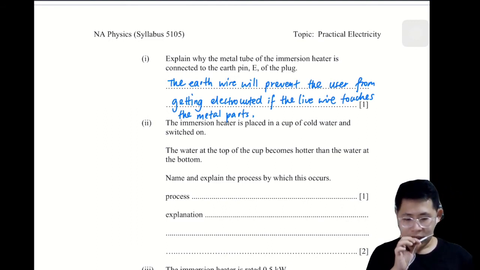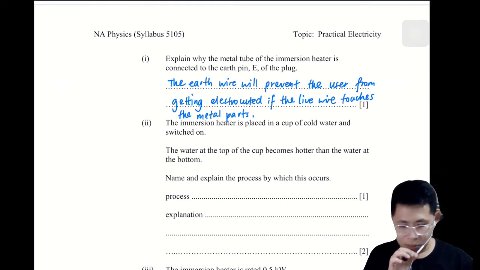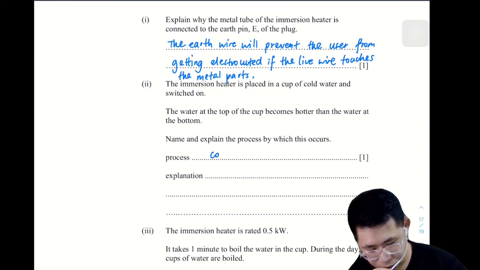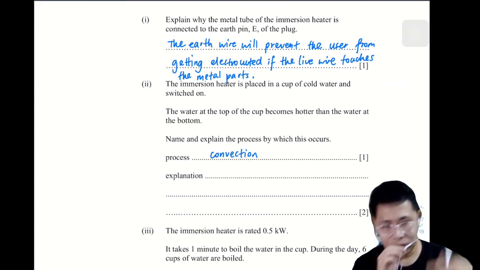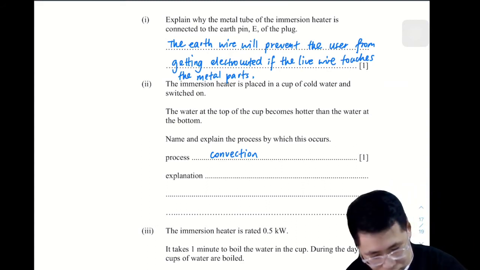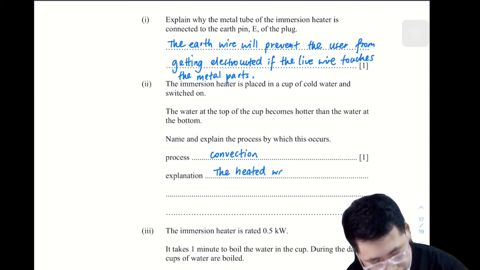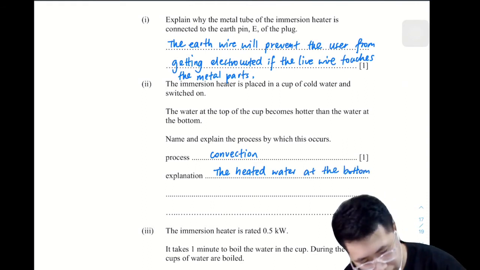Part 2, the immersion heater is placed in a cup of cold water and switched on. The water at the top of the cup becomes hotter than the water at the bottom. So this process is our convection process. Now for the explanation, you have the whole story. The heated water at the bottom becomes less dense and rises.